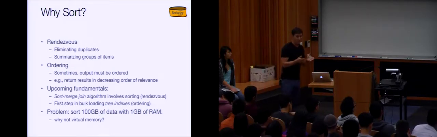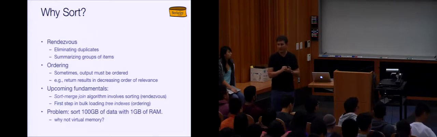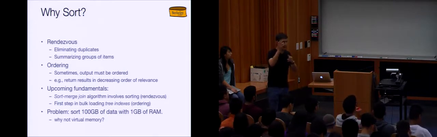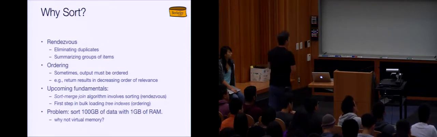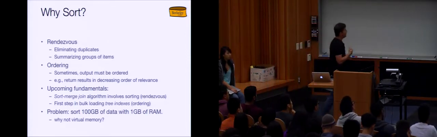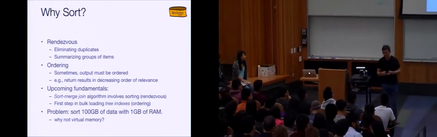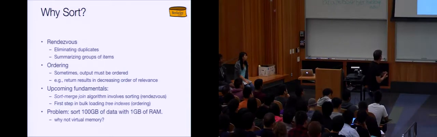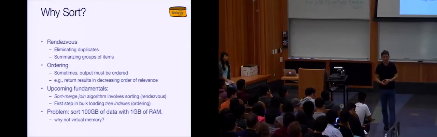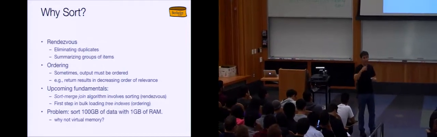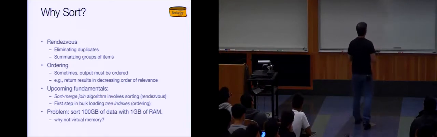Typical example would be web search. Please order these by decreasing likelihood that I'm going to click on it. So you compute a probability distribution of how likely you are to click on stuff, and you might need to do some sorting along the way. And then sorting is fundamental to some upcoming things we'll be talking about, like the sort-merge join algorithm, which involves sorting, not surprisingly. And as we start building indexes, if you're going to take a big set of data and build an index on it, you'll typically sort it first and then build a tree over that sorted set of data. So that's another reason we do sorting, and so on.